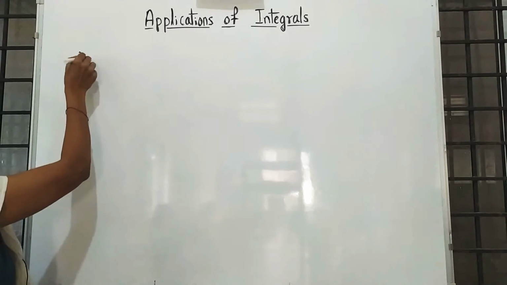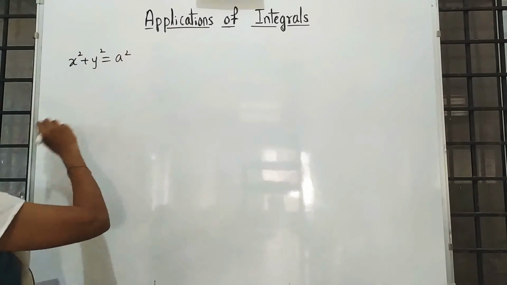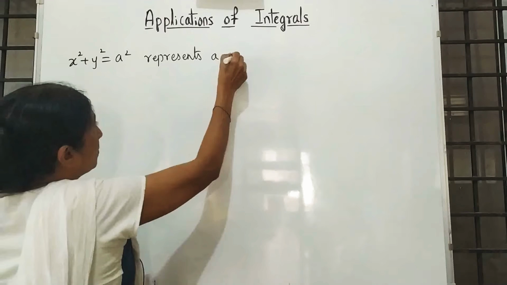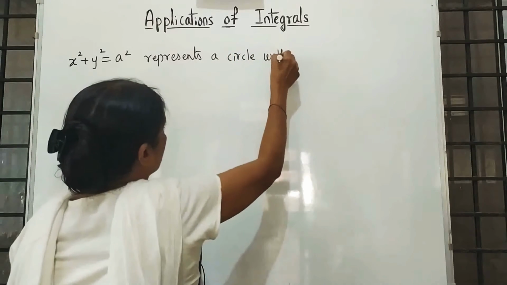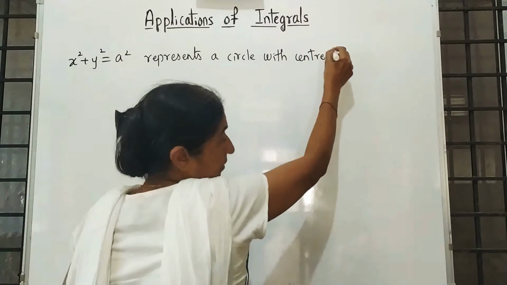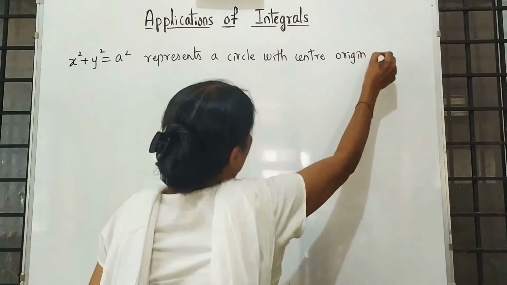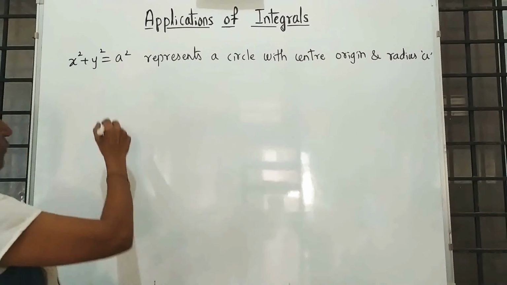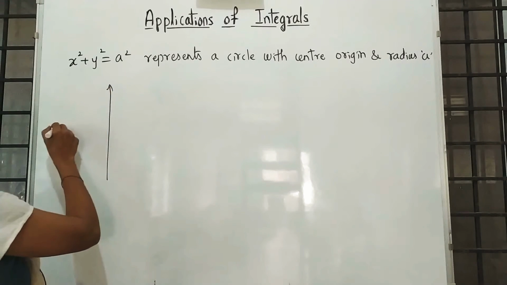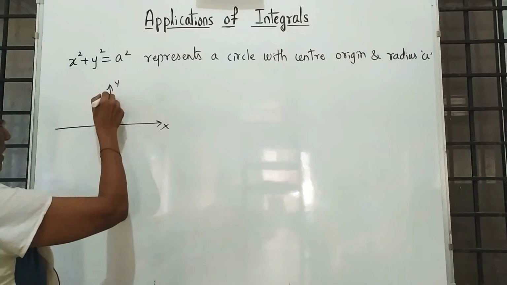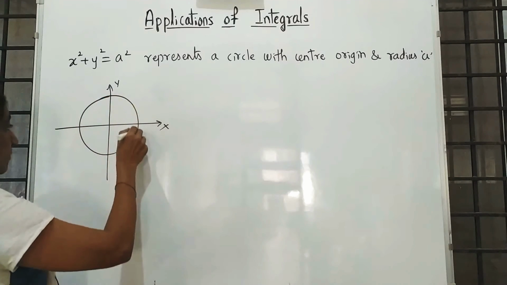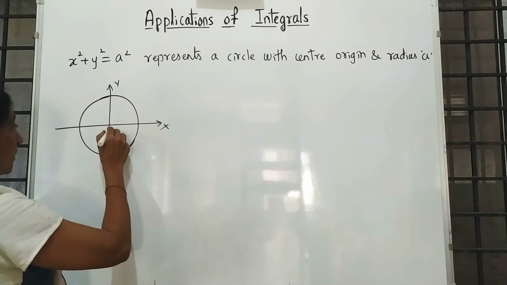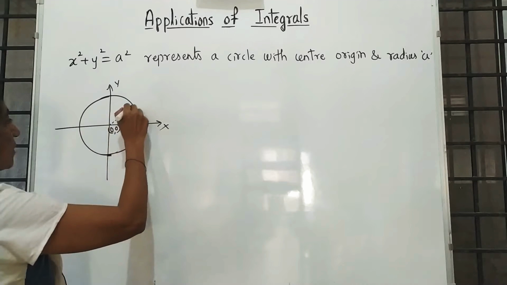Here the first one is x square plus y square is equal to a square, which represents a circle with center origin and radius a. The figure will be like this. It is a circle with center origin and radius a. This is the center and this is the radius. This distance we are taking as a.